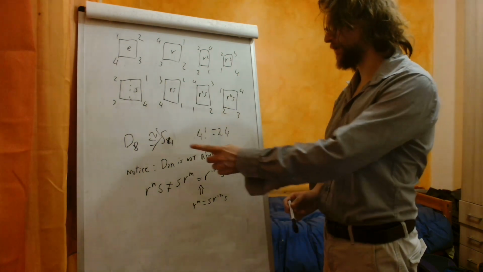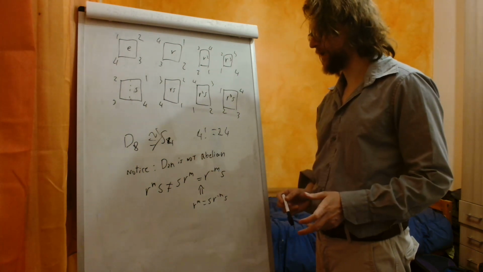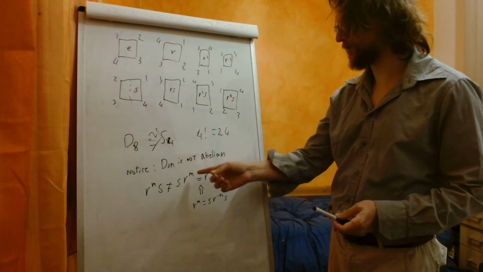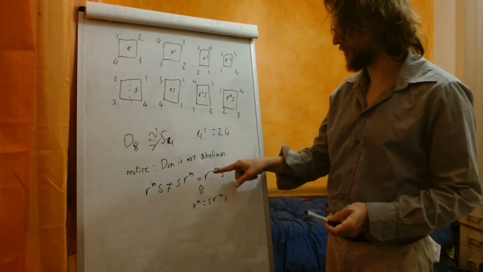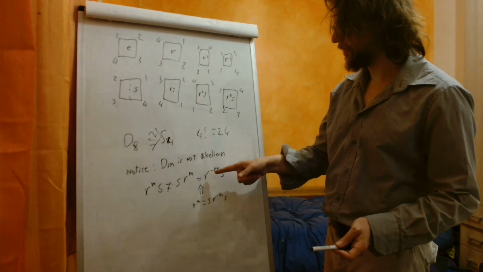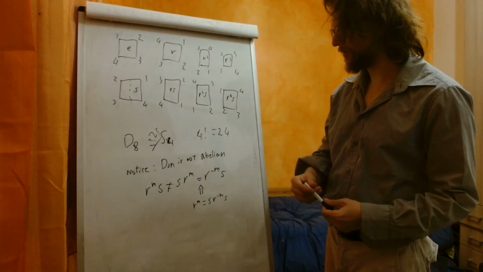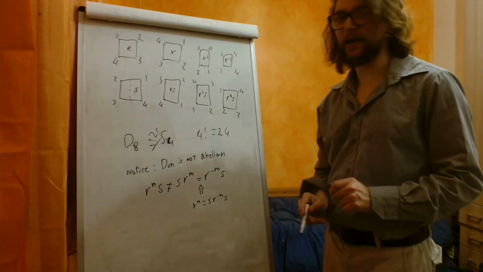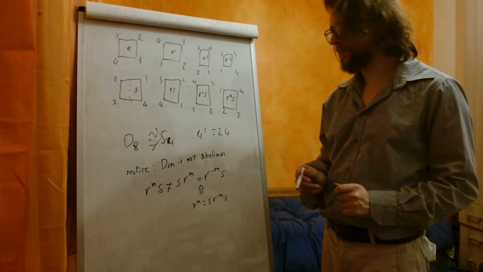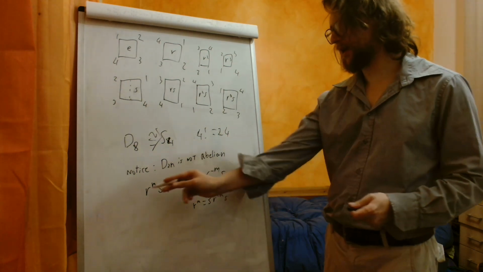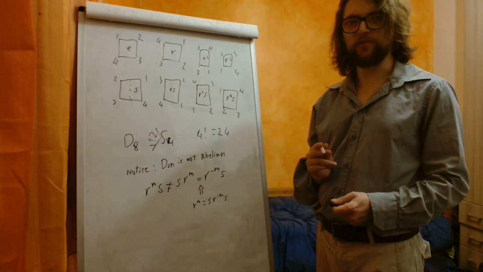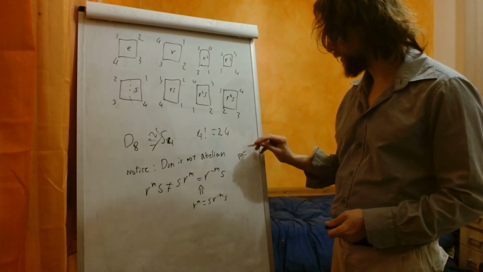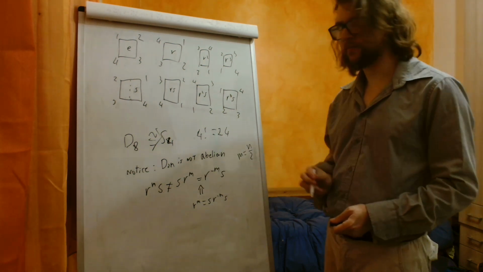Also, notice that D2n is obviously not abelian because R to the m s is different from R to the m, because of our relation. This is s R to the minus m, which is clearly different from this, unless R to the m is R to the minus m. So unless R to the m has order 2. So unless m is n divided by 2.